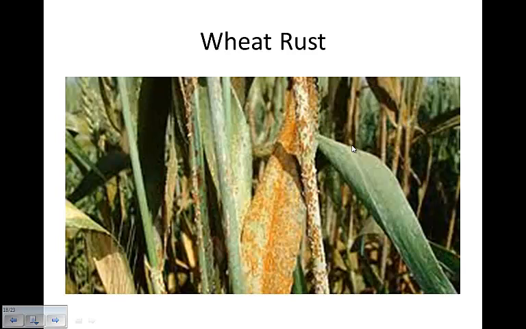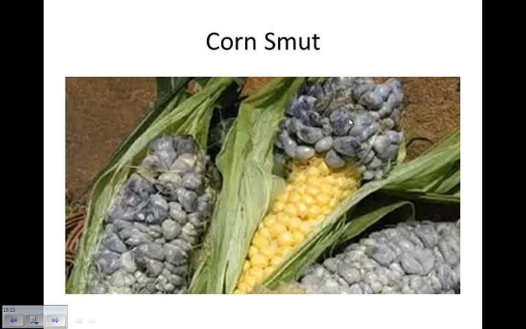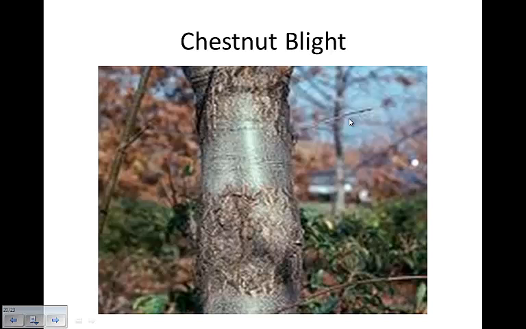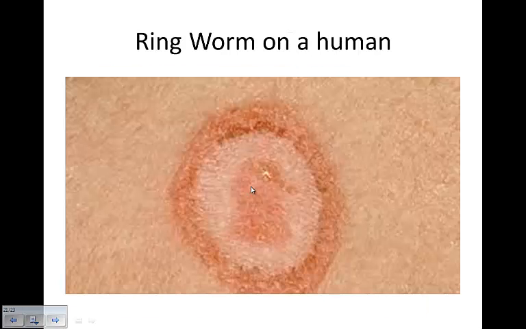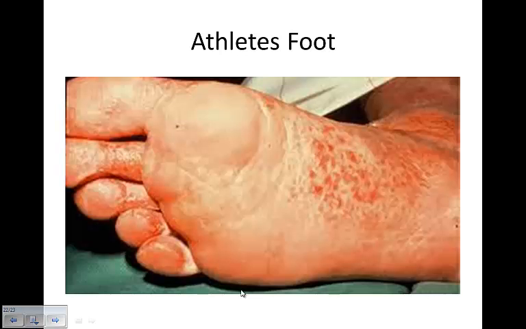Some fungus plant pathogens are wheat rust, which you can see here, or what's called corn smut. There's Dutch elm disease and chestnut blight. These are all different types of fungus. And then human pathogens. You've heard people say that they have ringworm before. It's such a misnomer because ringworm is not a worm, it's a pathogen. It's a fungus. Ringworm, athlete's foot is a fungus, jock itch, fortunately we have no pictures of that. Yeast infections, dandruff, these are all types of fungus.